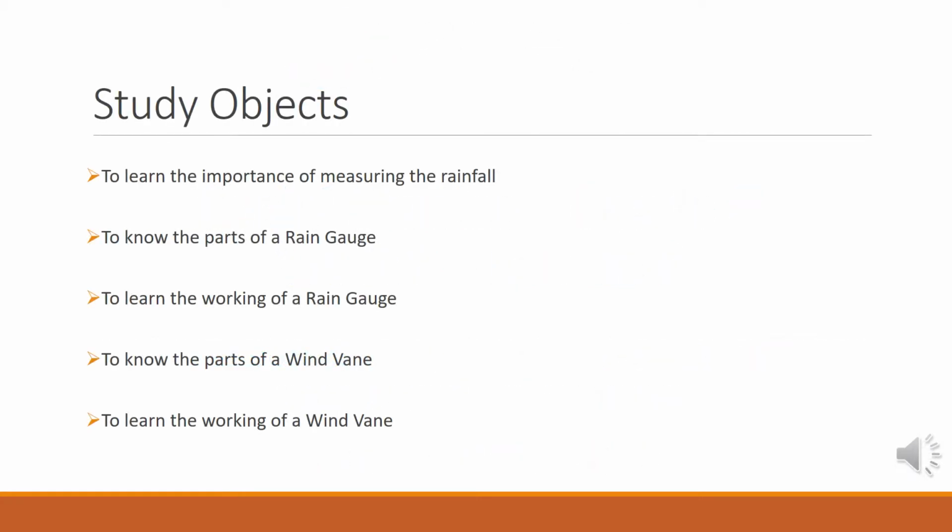My dear students, today our study objectives are to learn the importance of measuring the rainfall, to know the parts of a rain gauge, to learn the working of a rain gauge, to know the parts of a wind vane, to learn the working of a wind vane.